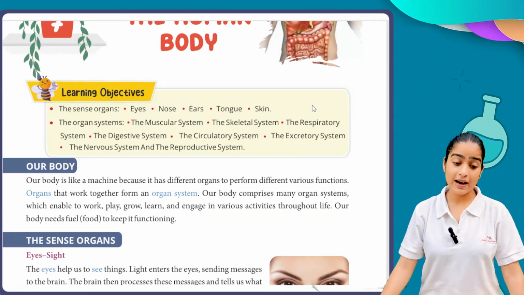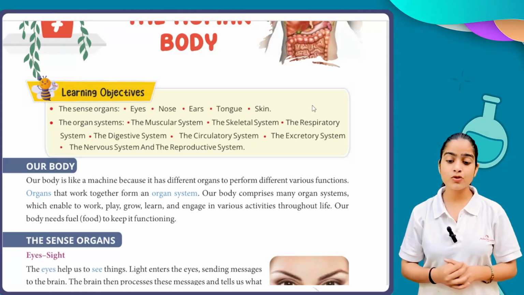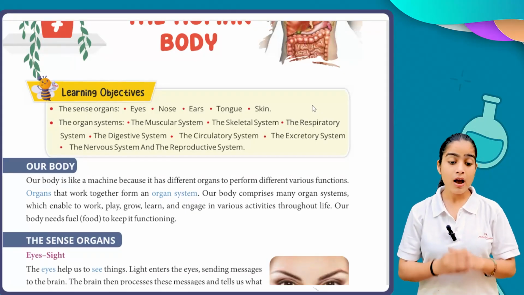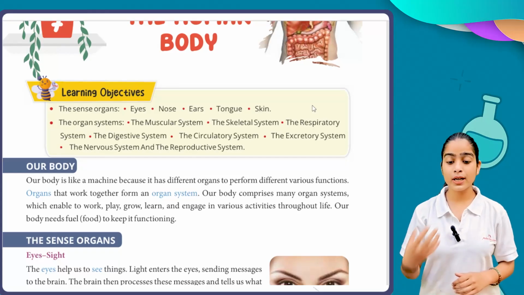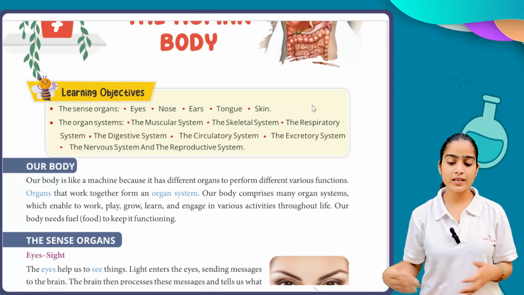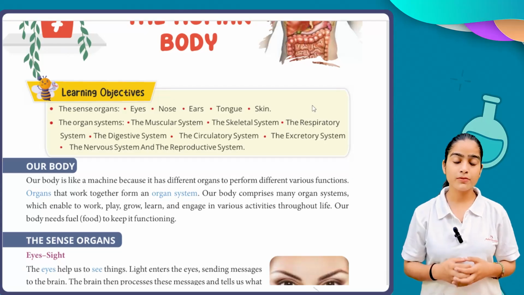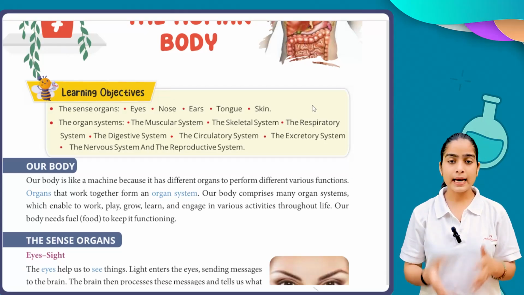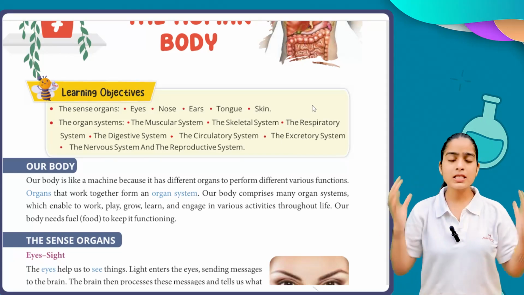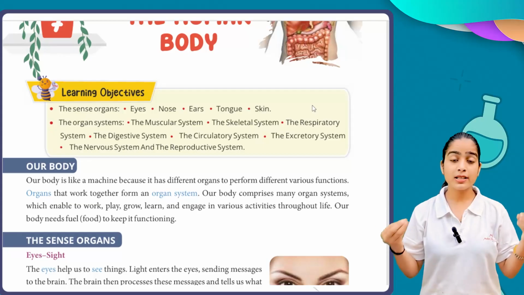What is our body? Our body is like a machine because it has different organs to perform various functions. Organs that work together form an organ system. Our body comprises many organ systems which enable us to work, play, grow, learn and engage in various activities throughout life. Our body needs fuel, food, to keep it functioning. So in a simple way, our body is just like a machine.